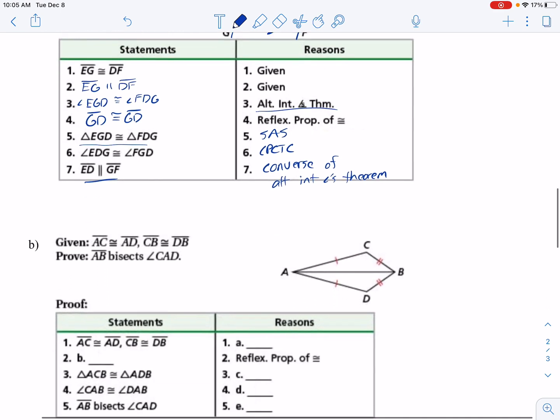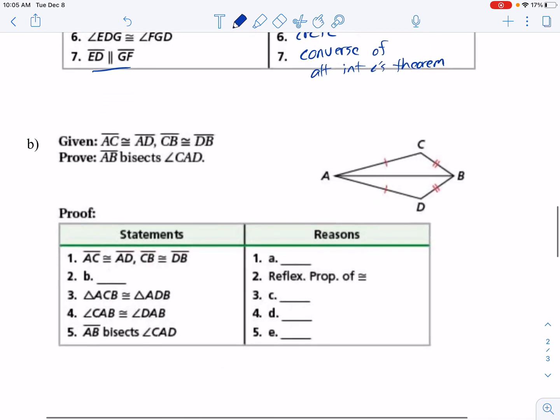All right, last one, try B on your own. These first two are given. Go ahead and mark. Well, actually, you already have the markings up here. Add the markings as you go. You're trying to prove that AB bisects angle CAD. Using the reflexive property would be stating that this side, AB, is congruent to itself. It's the same length on both triangles. AB is congruent to AB.